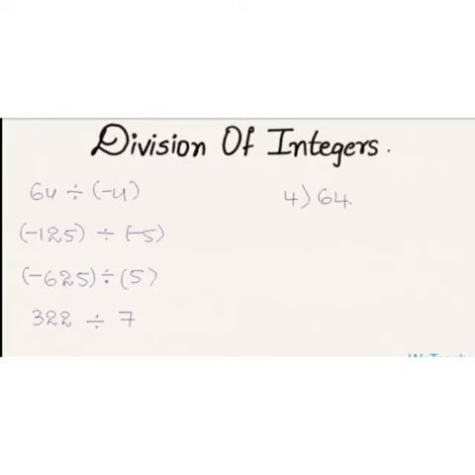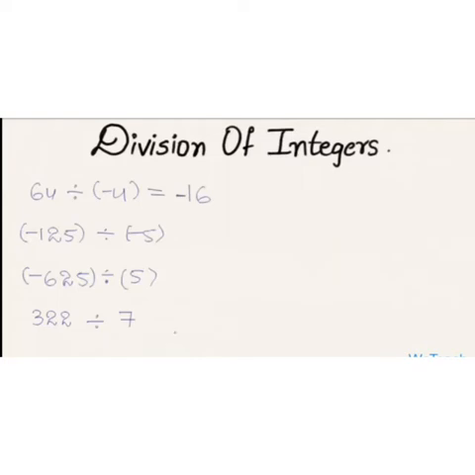64 divided by 4. Here 4 one time is 4, and 6 minus 4 is 2. Bringing down the next digit 4, we get 24, and 4 6 times is 24. So now 24 minus 24 is 0. So we get the result as 16. And here the signs are opposite, so we get the result as minus 16.